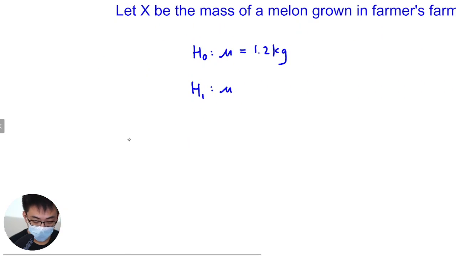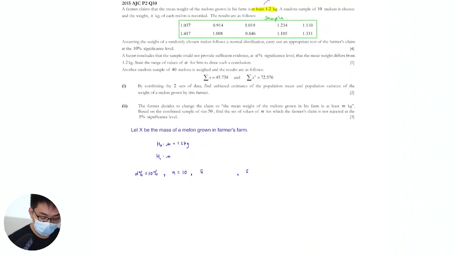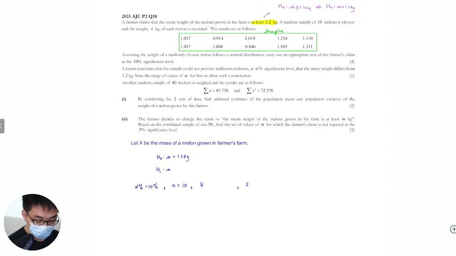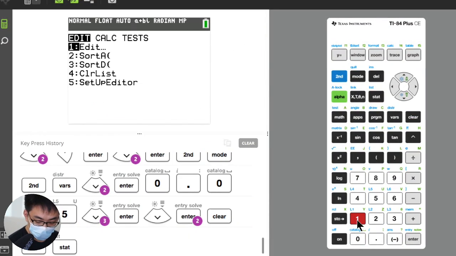So alpha percentage, as far as you know, is 10%. Now our whole goal is to find out n is 10, and we need to find x bar, our sample mean, and s. So what do you do? You just go to your calculator and key in the data here. Your cashier can do it also, but never mind, we just use the calculator here.